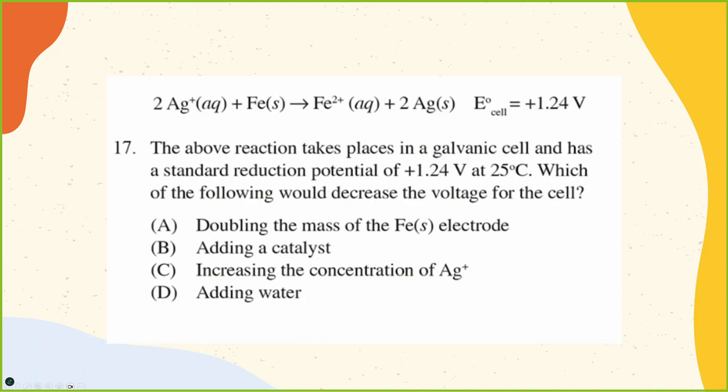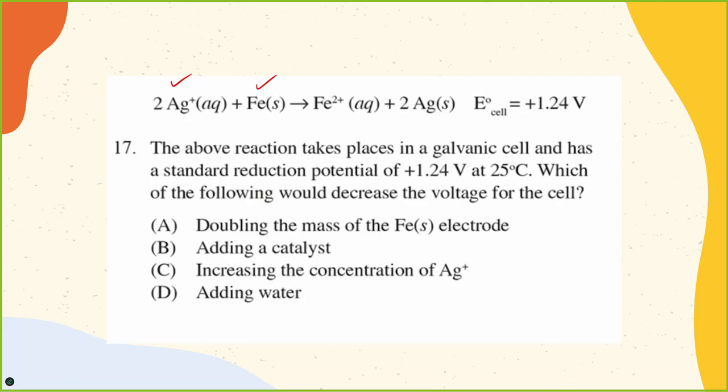All right, so the above reaction takes place in a galvanic cell, has a standard reduction potential of positive 1.24 volts. At 25 degrees, standard conditions, which of the following would decrease the voltage for the cell? Doubling the mass of the electrode. Well, the electrode's a reactant. That's not really going to do anything. It's just going to give you more reactant. Adding a catalyst, that should just speed it up. Increasing concentration. If you're increasing reactant concentration, that's going to make the E cell increase, so it'll be non-standard.